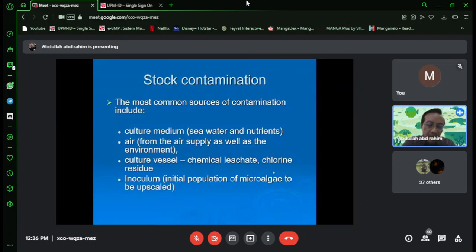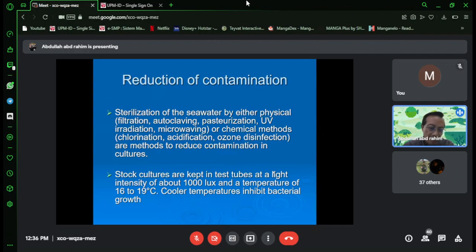So when you want to grow microalgae, you need to watch out for sources of contamination, which are your culture medium, your air, culture vessels, and your inoculum itself, the initial population of microalgae that you use to upscale. These are all happening all the time. You need to be aware of this, especially when you start growing them in the lab. There are ways and means to reduce contamination: sterilization, UV radiation, autoclaving, what have you. In the lab later on, we will go through this more, and teach you how to reduce contamination in the lab, and also in a practical sense as you do upscaling and run a hatchery.